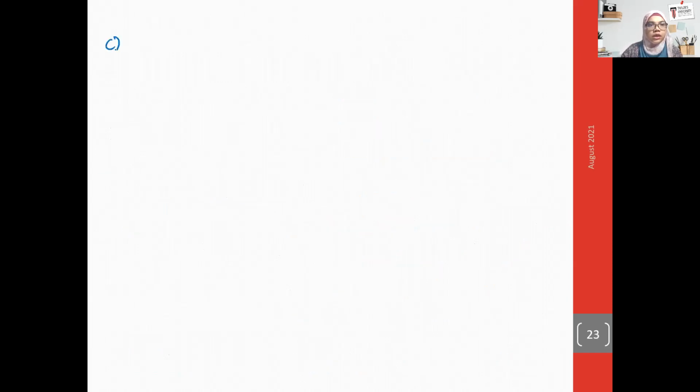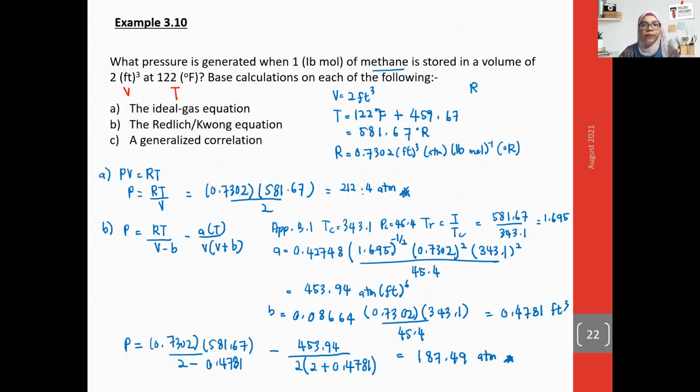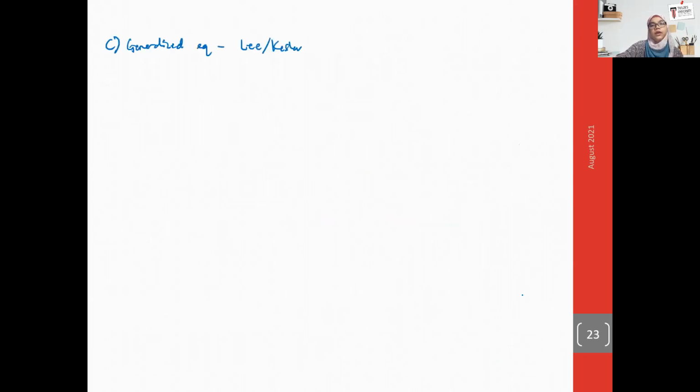So for C, it is generalized. Basically, the generalized equation is based on the Lee-Kessler. This equation can be used at higher pressure. Normally it is more accurate at higher pressure. So if you notice that the pressure is quite high, right? So basically, if the problem is given to you, you may automatically use the Lee-Kessler or generalized equation.